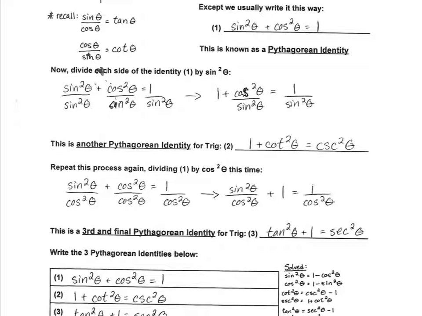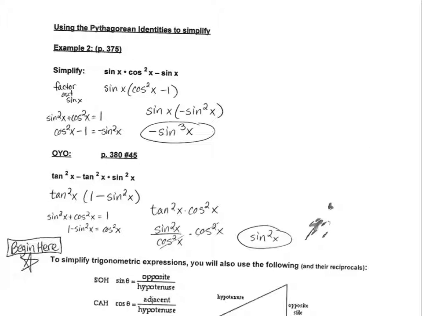So those are our 3 Pythagorean identities. Let's go to the next slide and talk about how we would actually use those to start simplifying these trigonometric expressions. At the top of the back part of the first page, this is example 2. It does come from your textbook.